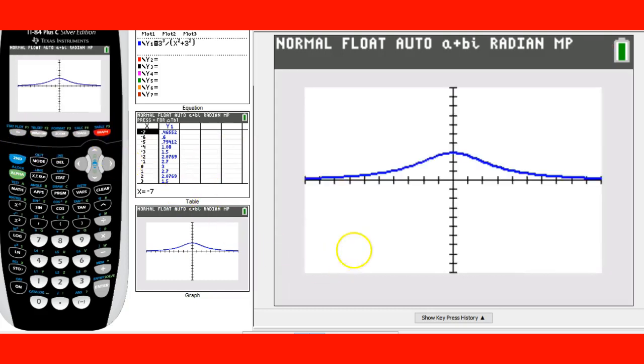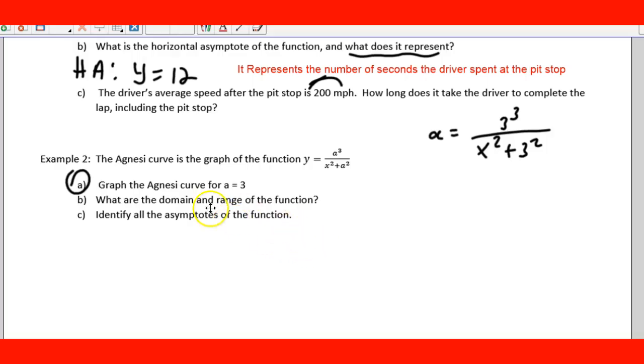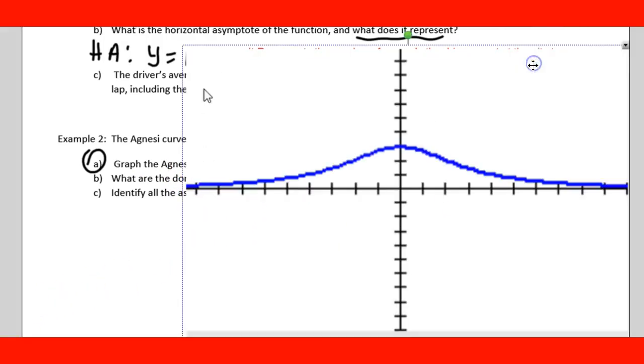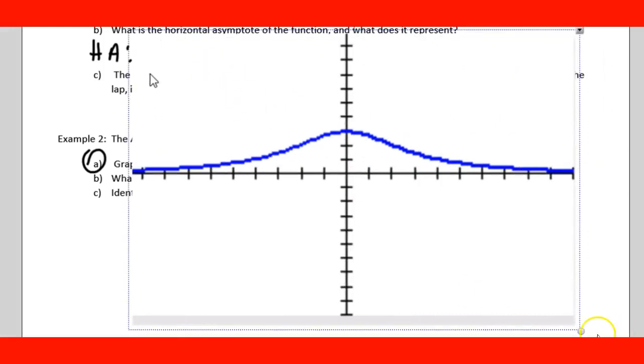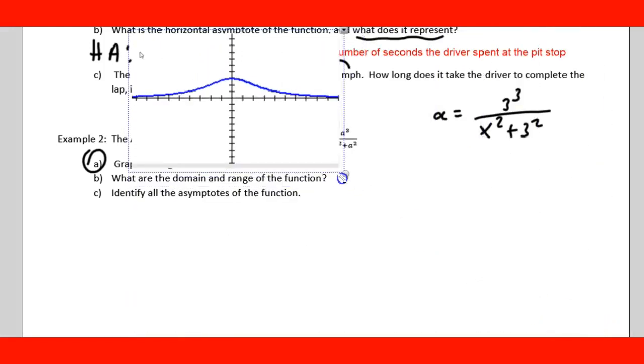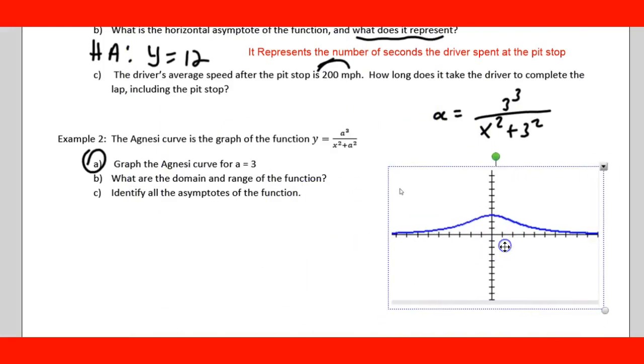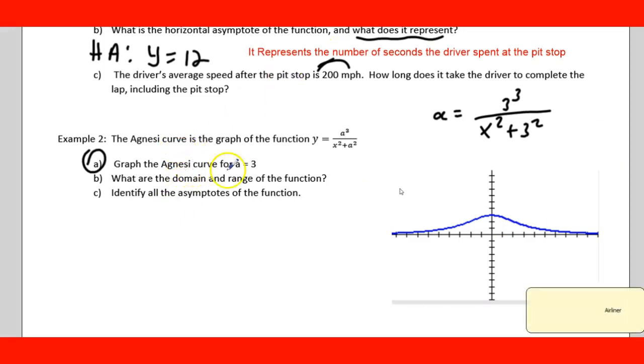Let's go back to the actual graph. Looking back where it says find the domain and range of the function, I'm going to bring over the graph. Let's resize this and make it a little smaller. There's the graph. So now part B says, what's the domain and range?